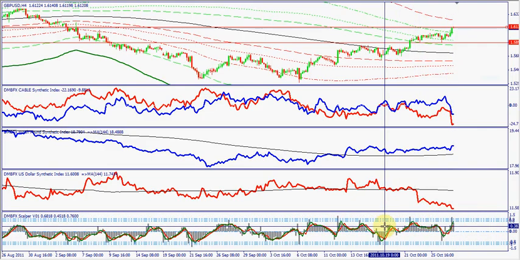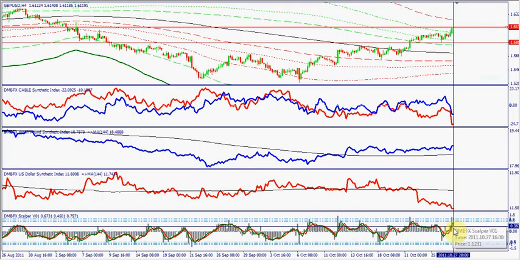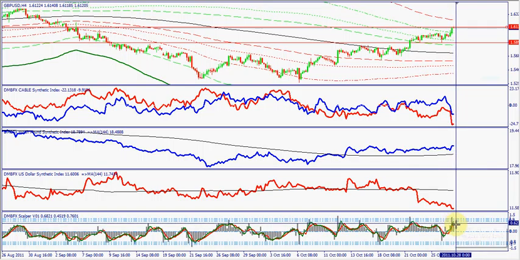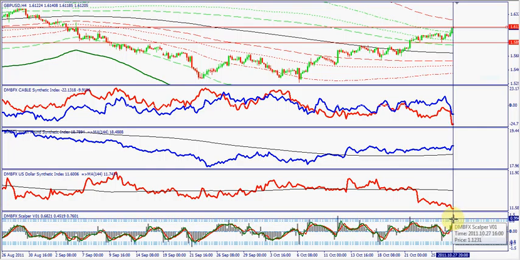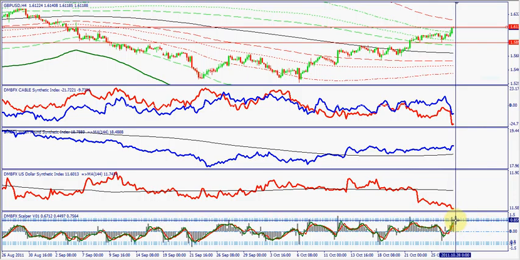If we look at the buyers and sellers here, it's pretty much the same scenario as for the Euro USD. The buyers are overwhelmingly in control, and it looks like it has started to touch the overbought level up here as well. Something to keep an eye on, obviously, is that whenever it touches the overbought level, there is a high probability of a down move, of course.